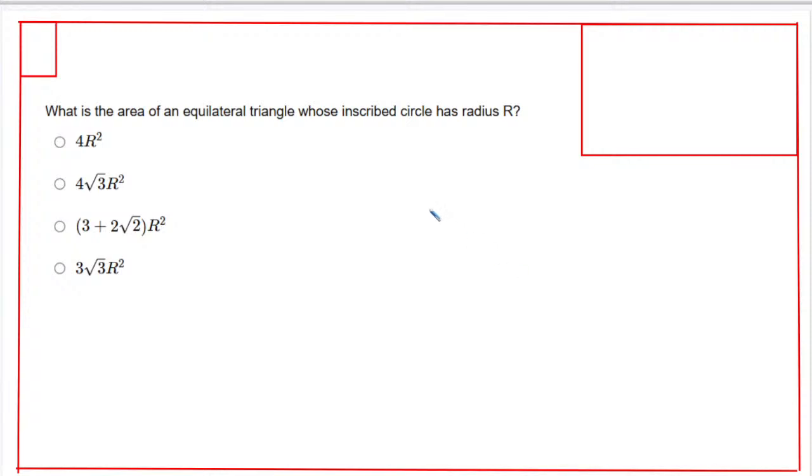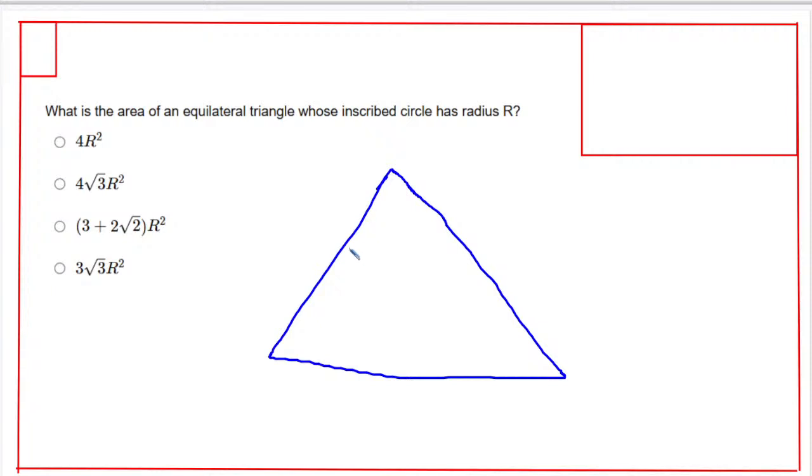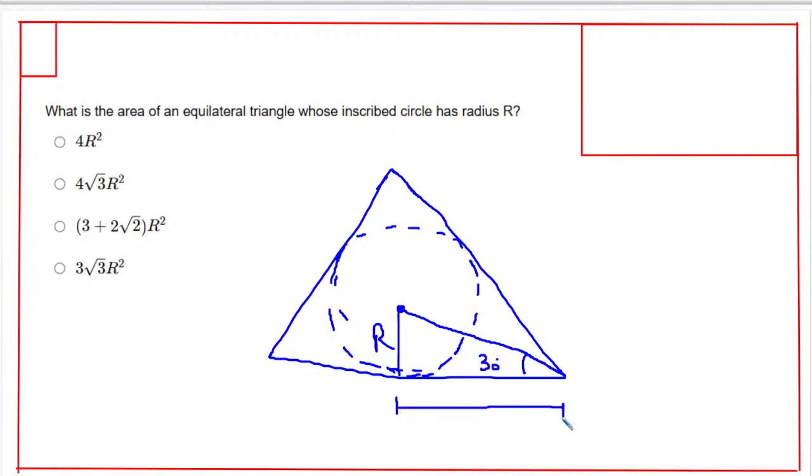Area of an equilateral triangle whose inscribed circle has a radius r. So there is a triangle whose inner circle has a radius of r. So this is r. This is 30 degrees, symmetrical. I can easily find this value, which will be r root 3. I am applying tan 30. So the complete side, this is also r root 3.